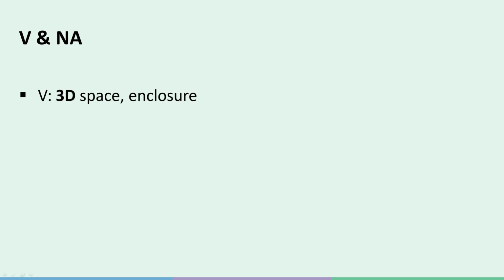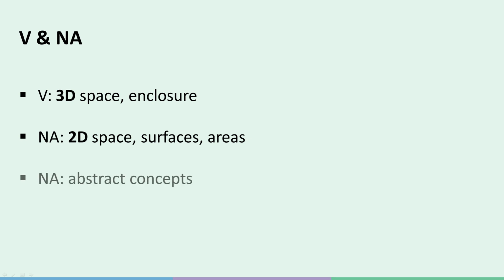This is obvious, but still, generally use u with rooms, enclosures, and so on, 3D space. And use na with surfaces and two-dimensional space. A much more important tip in my opinion, however, is to use na with abstract concepts. Again, keep in mind some things simply won't make sense and you'll just learn them by heart. Let's focus on abstract concepts for now. Those are important.